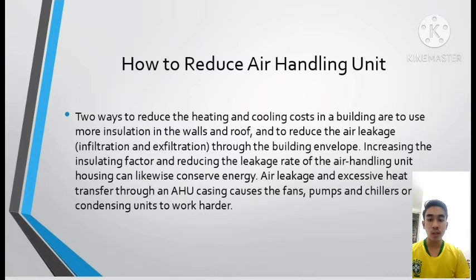There are two ways to reduce the heating and cooling costs in a building: to use more insulation in the walls and roof, and also to reduce the air leakage, which is the infiltration and exfiltration through the building envelope. Increasing the insulating factor and reducing the leakage rate of the air handling unit housing can likewise conserve energy. Air leakage and excessive heat transfer through an air handling unit can cause the fans, pumps, and the chiller or condensing unit to work harder.